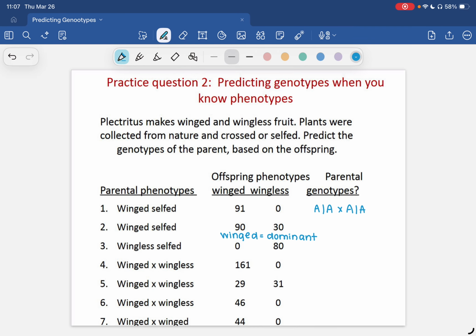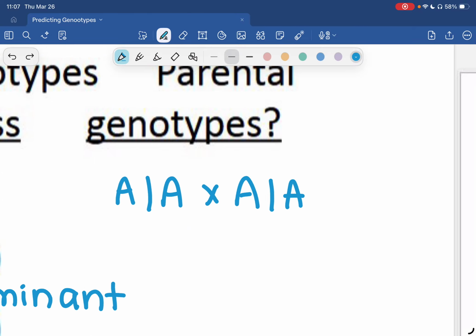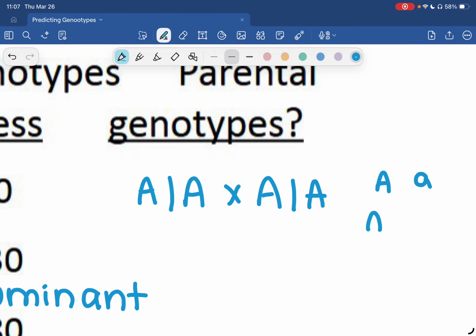And I know this because it's selfed, so it's the exact same genotype being crossed by itself, so it has to be the same letter. So big A times big A, and that is what would give you a completely winged version. You know that it's not a big A little a, like a heterozygous individual, because that has the possibility of giving you homozygous recessive individuals or wingless individuals.